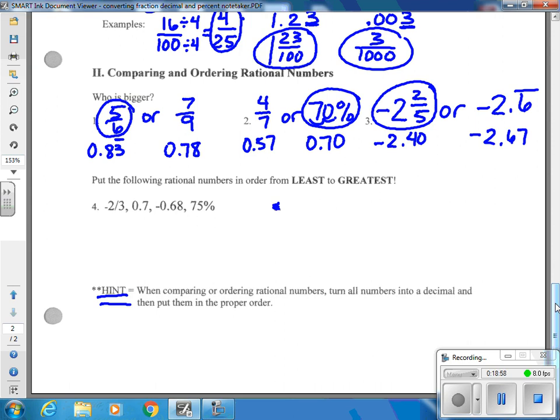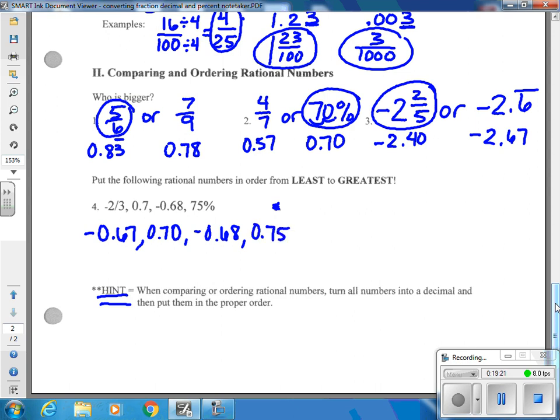Negative 2/3 turns into negative 0.67 roughly, right? Because if you take negative 2 divided by 3, you get 0.6666. All right, so it's about 67 cents. Then we have 0.7, which is about 70 cents. Make it look like money by putting 2 digits in there. The next one already looks like money, negative 0.68. And then the last one, 75%, is going to be 0.75.